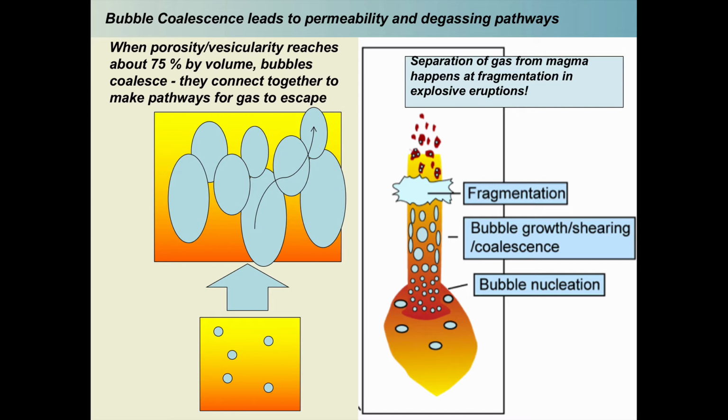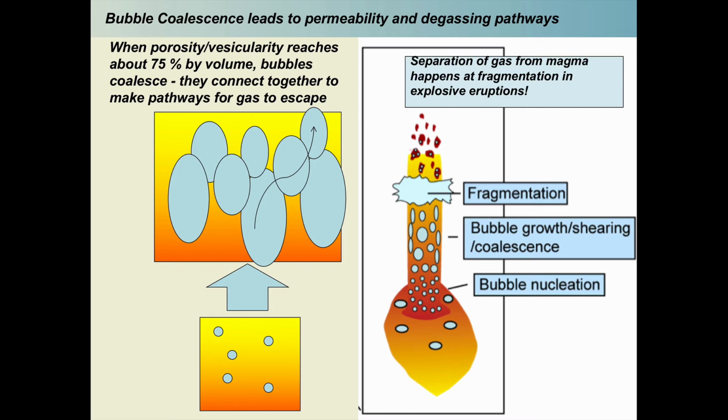If you can connect up enough of those bubbles into one big long bubble chain or a bubble network that spans the length of the conduit and the magma, the gas actually can escape out through those bubble pathways. At that point, the magma becomes permeable. So it becomes permeable to gas transport. And this happens, we think, when vesicularity or porosity of the magma reaches about 75% by volume.